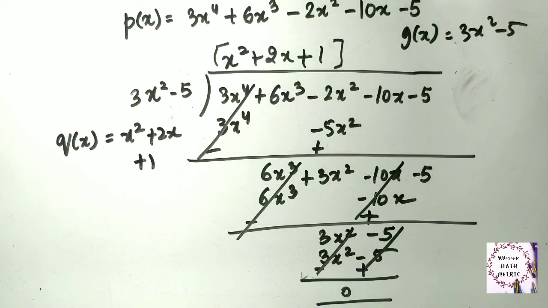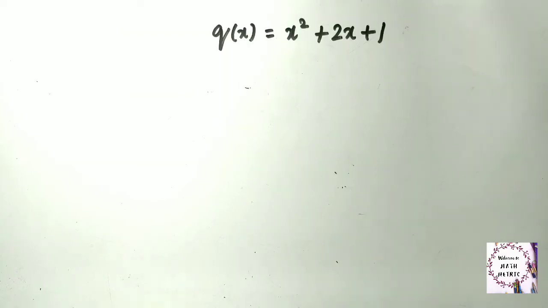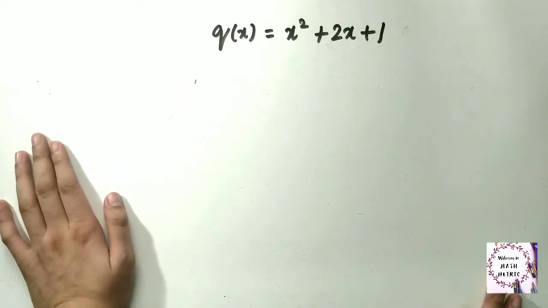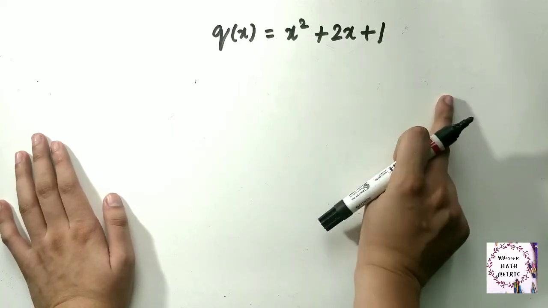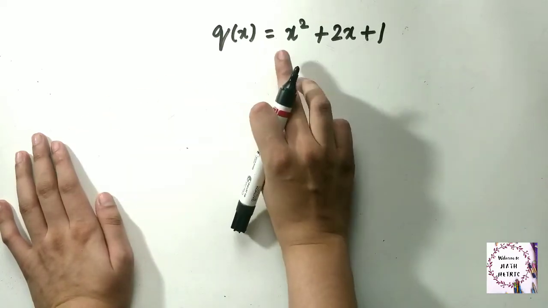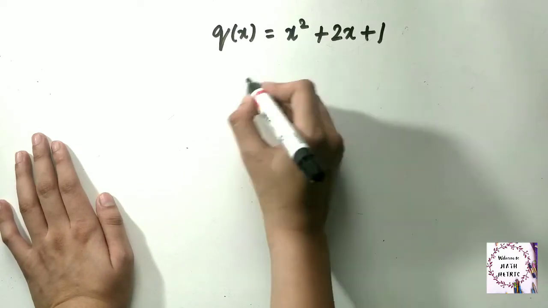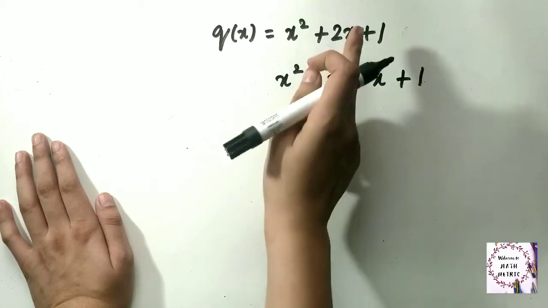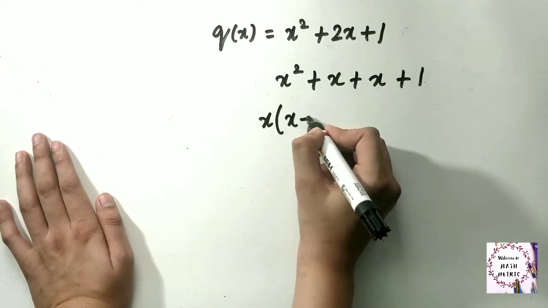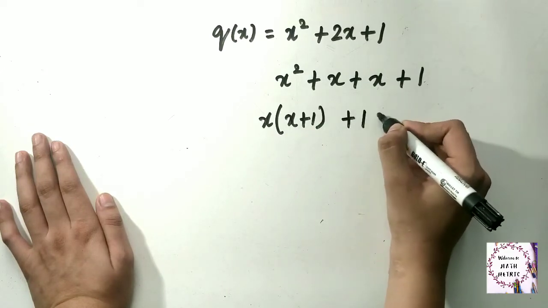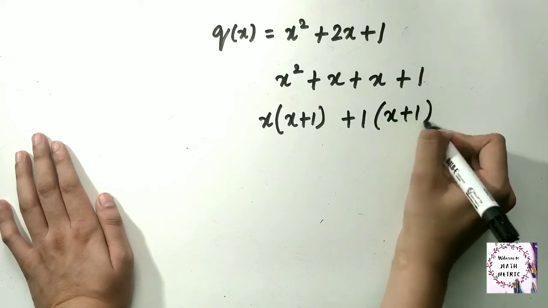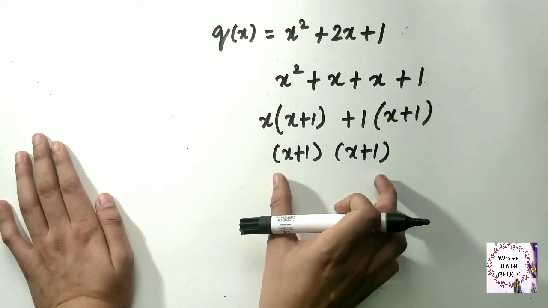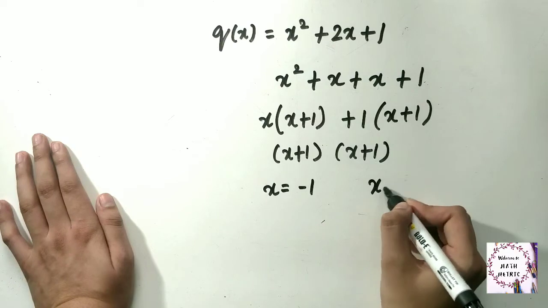Alright, now we'll proceed using this quotient. This is a 2-degree polynomial. Now we'll split the middle term of this quadratic equation. So x square plus 2x plus 1 can be split into x square plus x plus x plus 1. Taking common x, we have x plus 1, and 1 being common here, writing x plus 1 again. We can take common x plus 1 and x plus 1. We have 2 zeros here. x must be minus 1 and x must be minus 1.